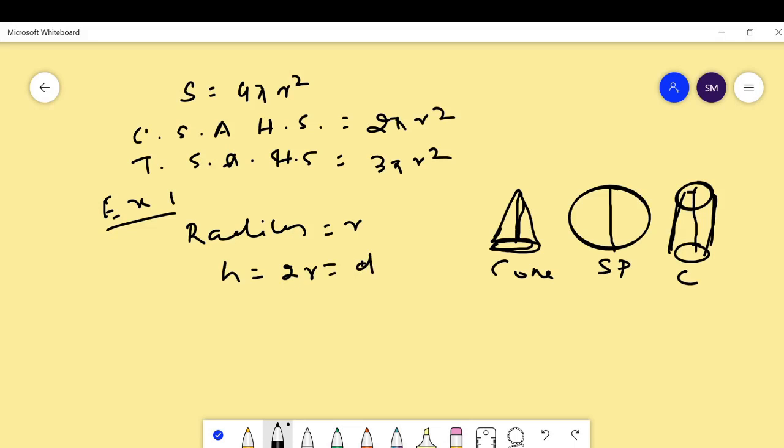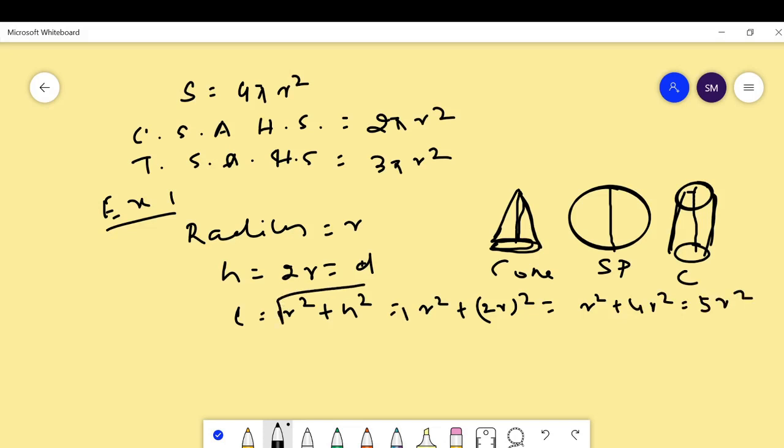Then the slanting height of the cone, l, is equal to the square root of r square plus h square, which is equal to the square root of r square plus 2r whole square, which is equal to the square root of r square plus 4r square, which is the square root of 5r square. This is root 5 r.